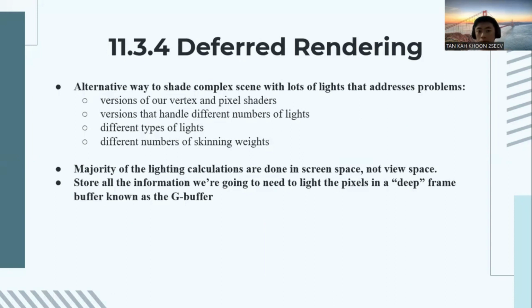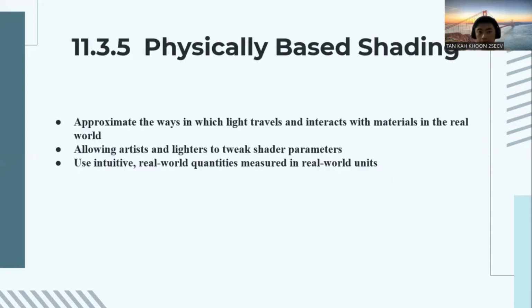Okay, next we'll go to deferred rendering, which is an alternative way to shade a complex scene with lots of lights, addressing problems such as different types of lights and different numbers of lights. The majority of the lighting calculation will be done in screen space, and the renderer will store all the information we are going to need to light the pixels in deep frame buffers, known as the G buffer.